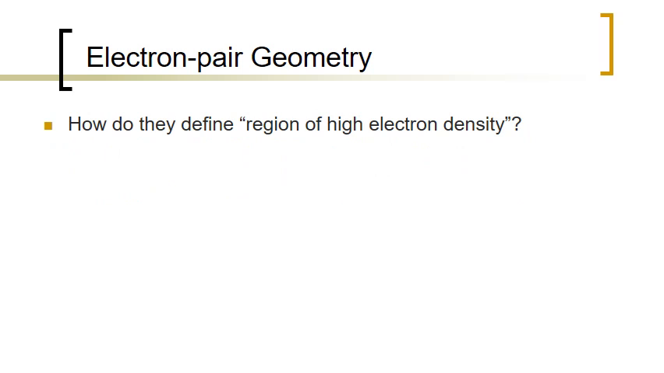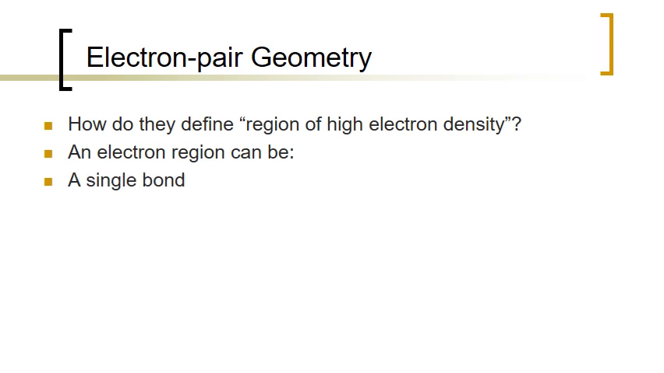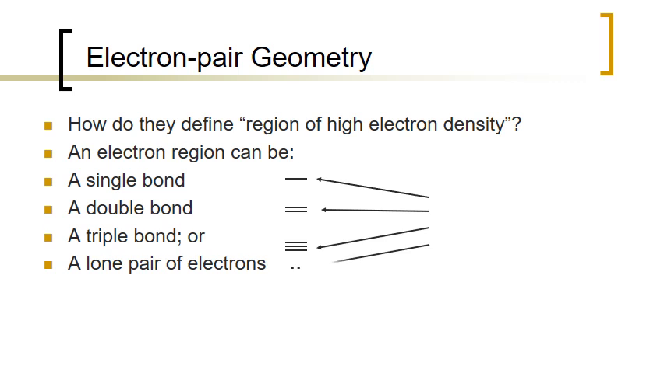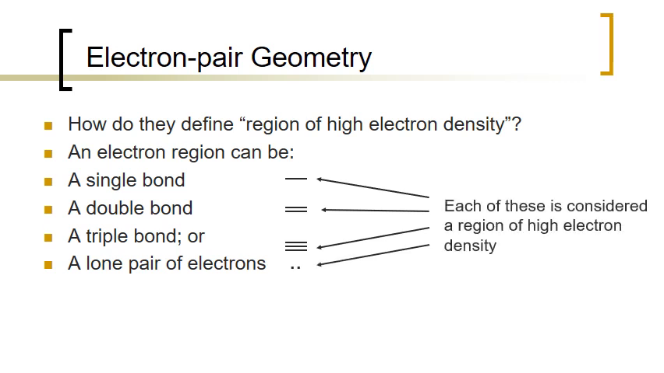So what do they mean by a region of high electron density? An electron region can be a single bond, a double bond, a triple bond, or a lone pair. A double bond is still a region of high electron density. They don't just say electron pairs because it could be a single, double, or triple bond. All of these things are one item used to define the electron pair geometry. Each of these is considered a region of high electron density, and these regions repel each other.